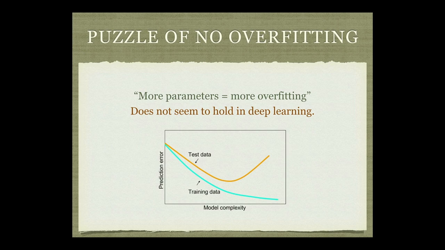Related to that is this puzzle of overfitting. This is a picture you would find in pretty much every book on machine learning, where you plot the prediction error as a function of the model complexity. The more parameters you are fitting, the better fit you can get, but at some point you should start to be worse on the test data. That's the traditional paradigm, page 10 of every book. But this does not seem to be happening in deep learning. This orange line in deep learning just continues going down as the number of parameters grows. How come that's the case? We don't really understand that either.